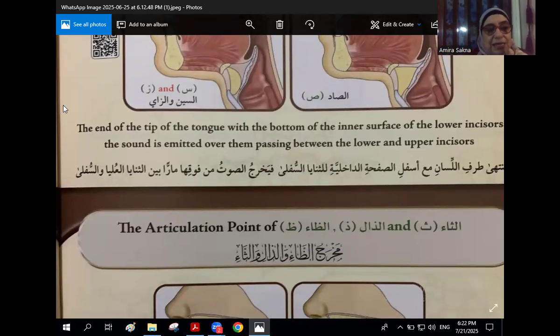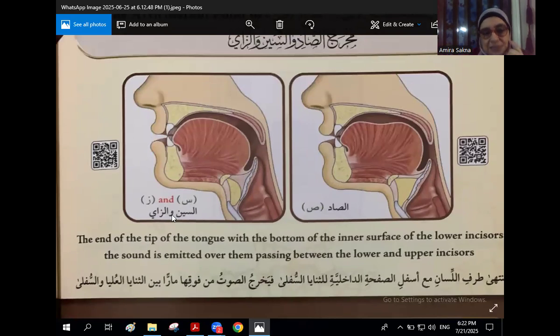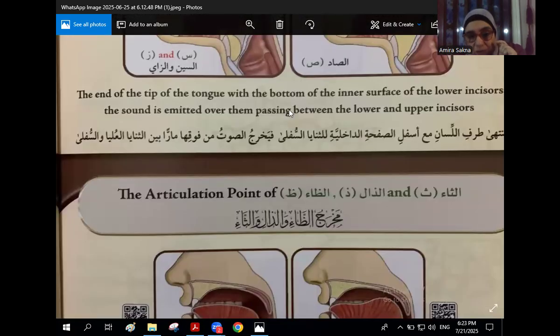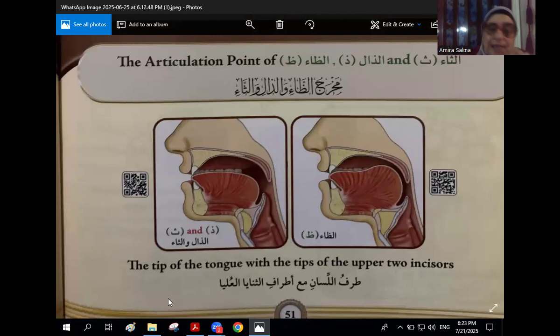Look, my dear sister, here with the sad, sin, and zay, we say the end of the tip, which in other words we could say the head, the last point of the tip, with the lower incisors. While with the waw, ba, and fa, it is the tip, all the tip. So when I say it, it's not the area of the tip. We already saw at the beginning the parts of the tongue. So the tip with the tip.